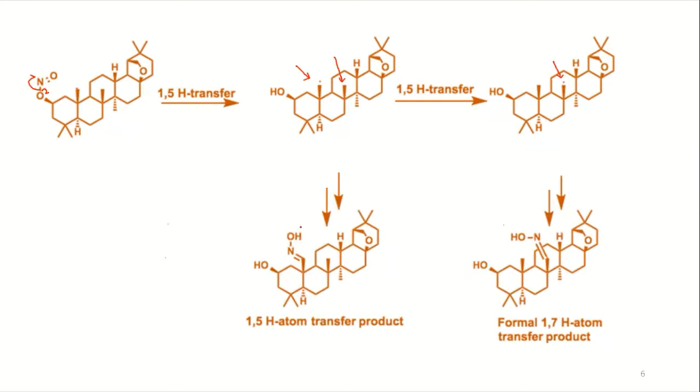Initially, from here, if the NO is attached, you have the nitroso, and then it will undergo tautomerization to give the oxime. And in a similar way, here this species can undergo recombination and tautomerization to generate the oxime. So you have both possibilities: you can have this one, you can have that one also.